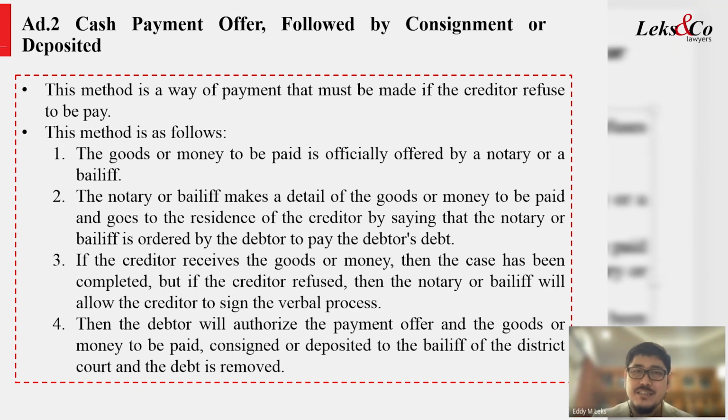It's not only that the creditor refuses to be paid, but also when the whereabouts of the creditor are not clear. Arti keberadaan kreditur itu nggak jelas di mana. The whereabouts of the creditor are not clear, or the land is still in dispute, or the owner of the land declines, and some other things. The other points, I think, only four points in total.